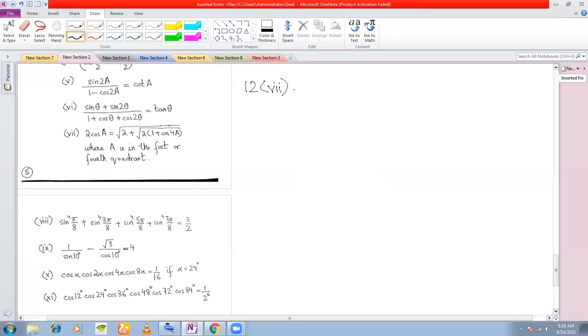What does it mean? First or fourth quadrant means cos has to be positive in both the quadrants, right? In the first quadrant, cos is positive. Also in the fourth quadrant, cos is positive. That is what they mean by saying that a is in the first or fourth quadrant. So we start from the right hand side.